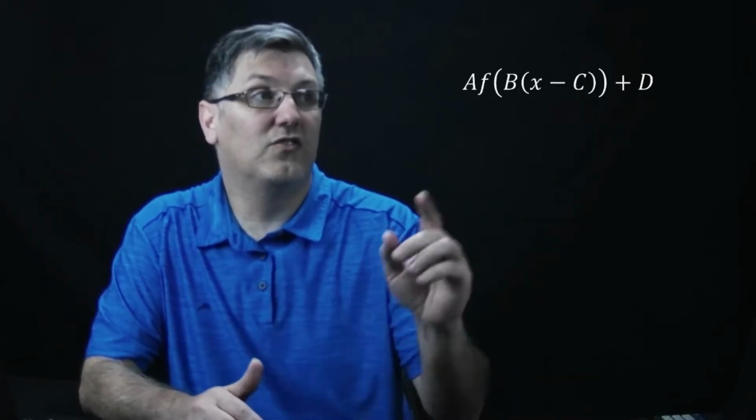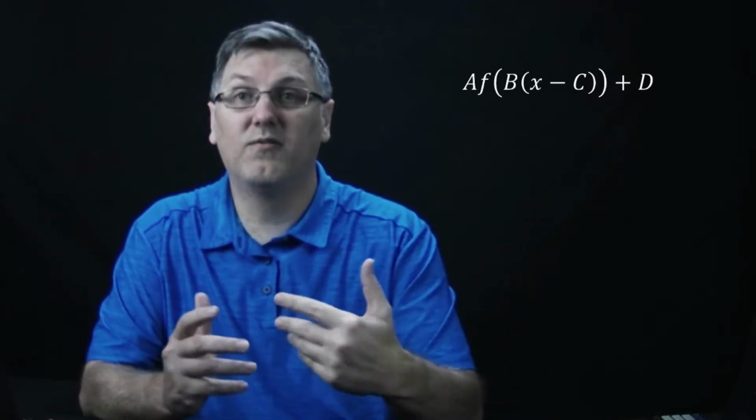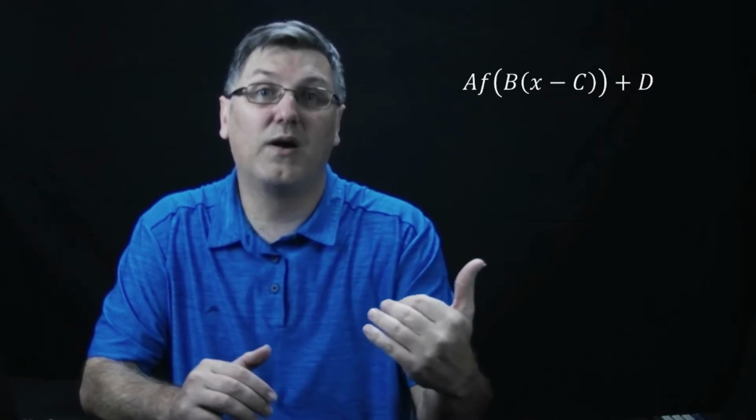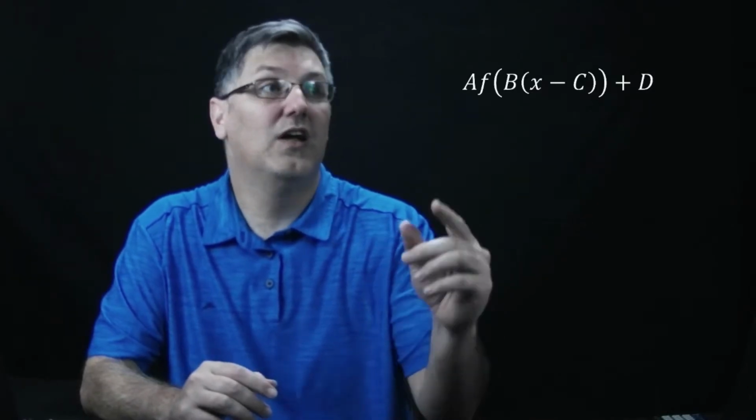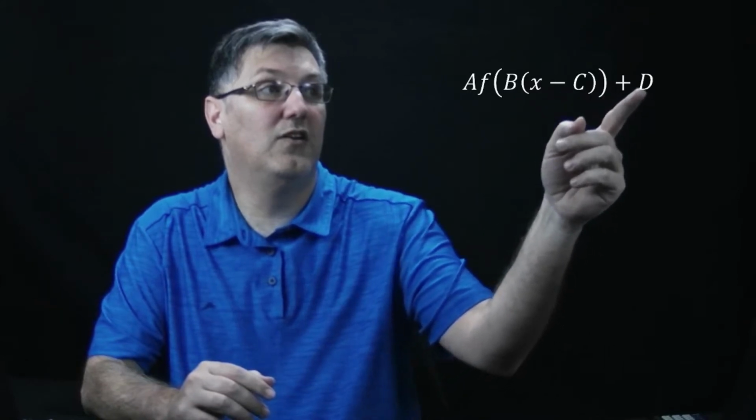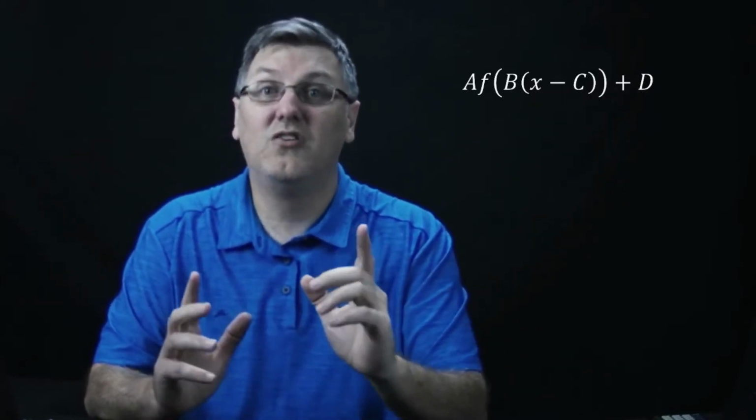I'm going to take a moment to talk about how to do transformations generally with just basic generic notation. We're going to have a common notation here, which is a f of b times x minus c plus d. And each one of these, a, b, c, and d, are all going to do something different to the function that we have.